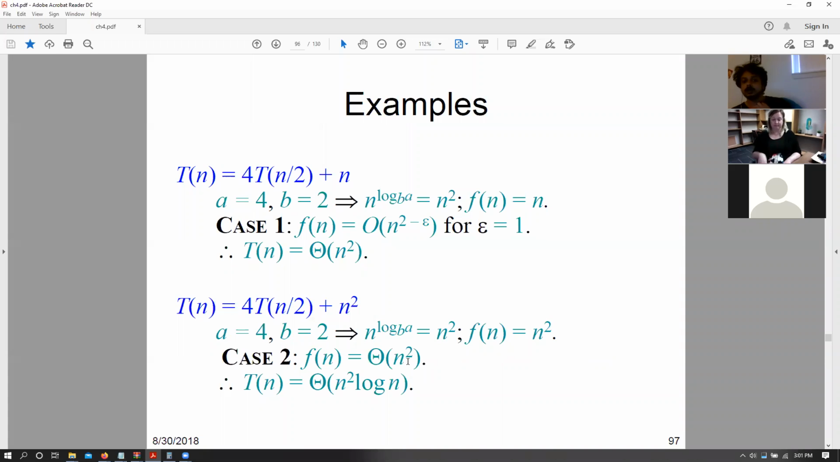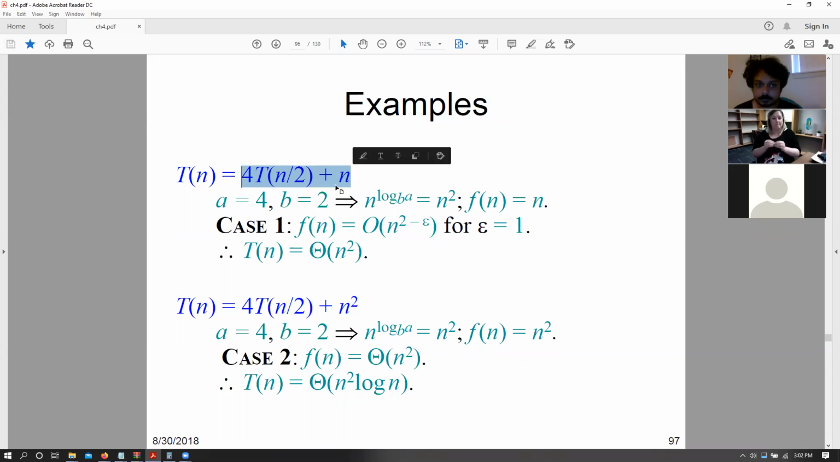So given a particular equation, we need to figure out two things. First, what is the value of epsilon that applies? And given that, we also need to figure out which complexity case to apply. So let's look at some more examples.